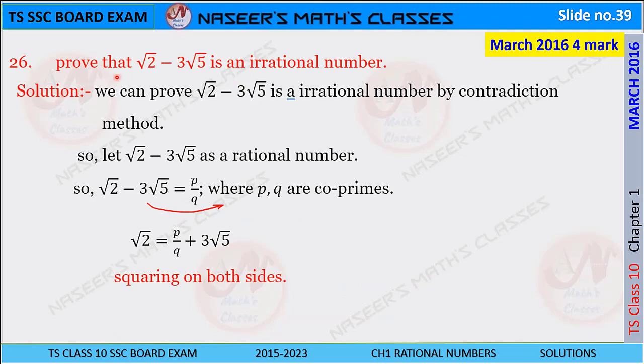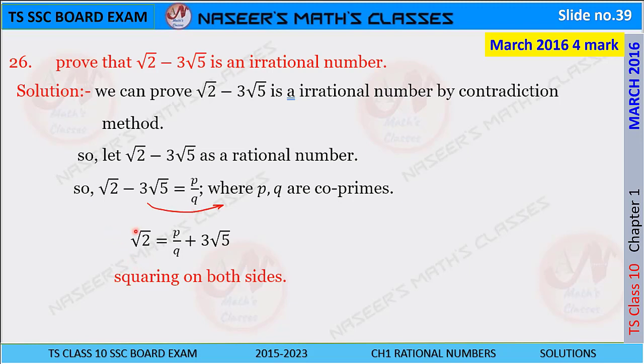It is given: prove that root 2 minus 3 root 5 is an irrational number. This is for 4 marks, March 2016. We can prove this one by contradiction method. So let root 2 minus 3 root 5 be a rational number. Then we can write root 2 minus 3 root 5 is equal to p by q, where p, q are co-primes. They do not have any common factor other than 1 and q should not equal 0.